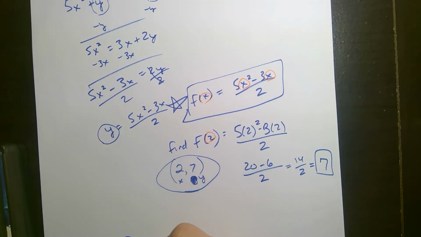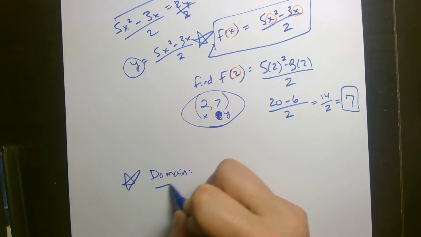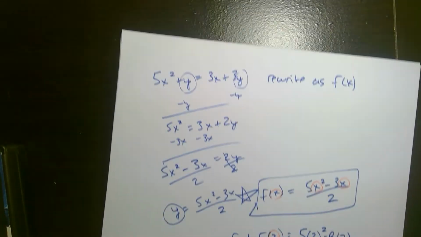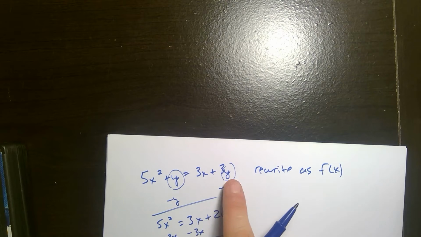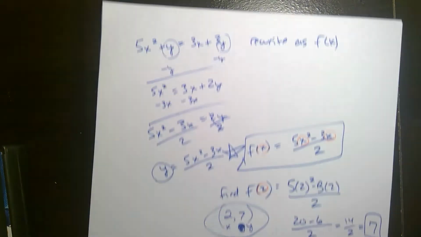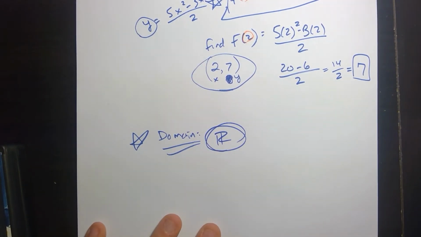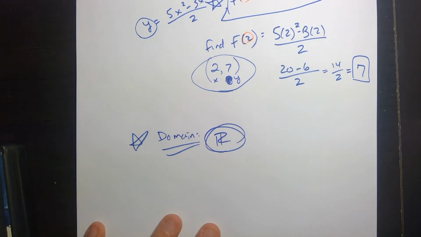And then lastly, on this problem, I need to find the domain. It's going to say, go back to your original problem, which was way up here, and ask what the domain of this is. So I'm looking at my original problem and asking, is there a fraction with an x in the bottom? No. Is there a square root symbol? Also no. That tells me there are no restrictions on my domain. Since there are no restrictions, my answer for the domain is all real numbers. Done.